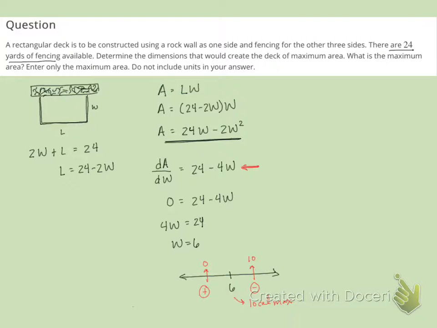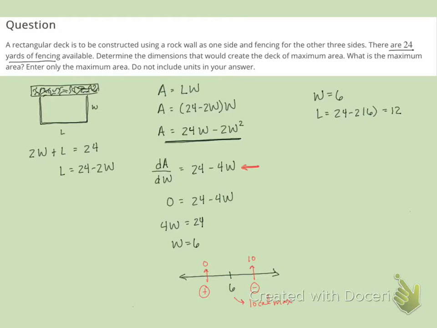So the question asks us to determine the dimensions that will create the deck of maximum area, and then what is the maximum area. So notice that right now I've only got one of the dimensions. I have that the width is 6 in order to maximize my area. So then I want to find the length. The length is going to be 24 minus 2 times 6, or 24 minus 12, which is 12.